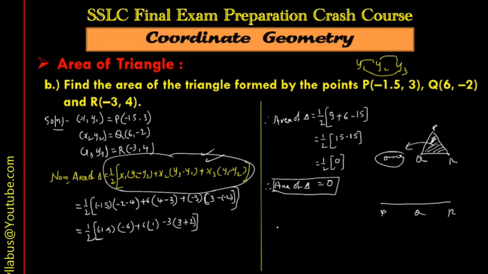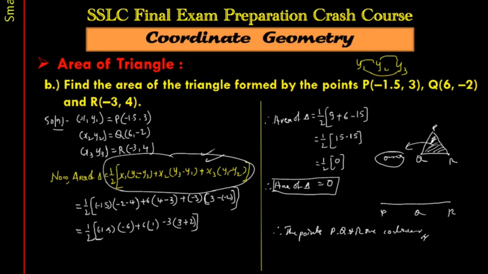Therefore the area of the triangle is 0. Therefore the points P, Q and R are collinear. So just write it like this. I think it is clear, right?